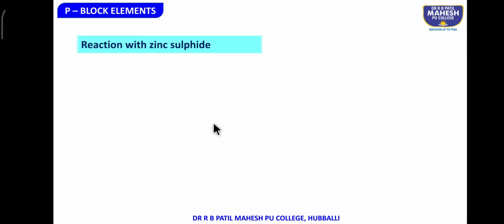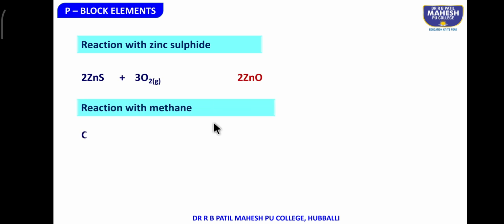Reaction with zinc sulfide. When dioxygen reacts with zinc sulfide, it forms zinc oxide as a product. When it reacts with methane, it forms carbon dioxide and water as the product.